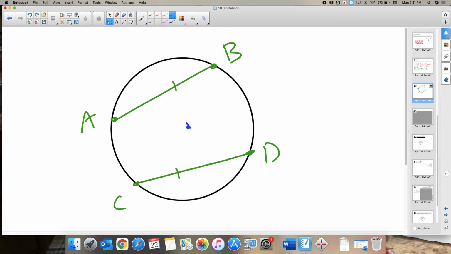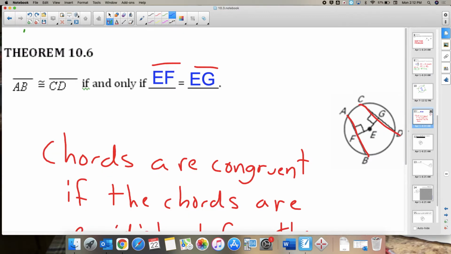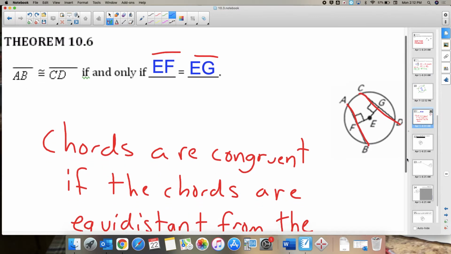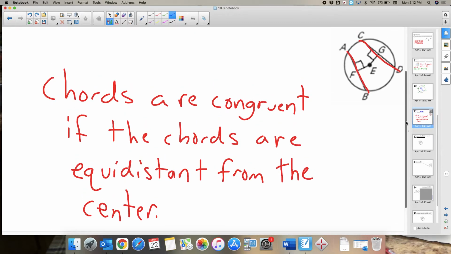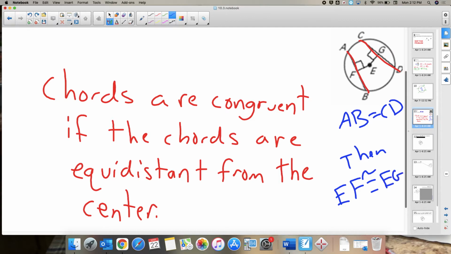Keep in mind, when we talk about the distance you are away from something, we are talking about that perpendicular distance. So if this is 3 inches, this length here is also 3 inches. So when your chords are congruent, they are equidistant from the center. So if chord AB is equal to chord CD, then that segment EF is congruent to EG in this picture.